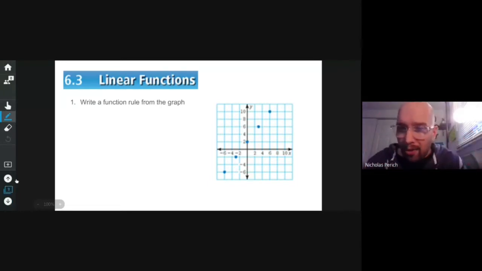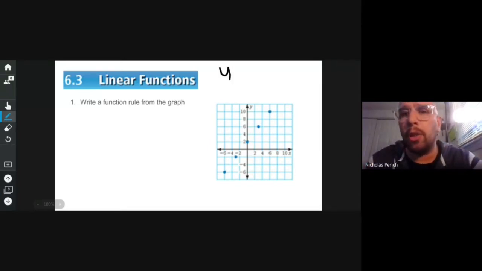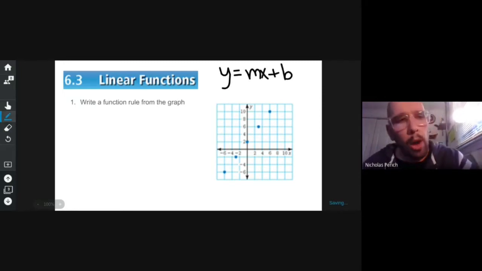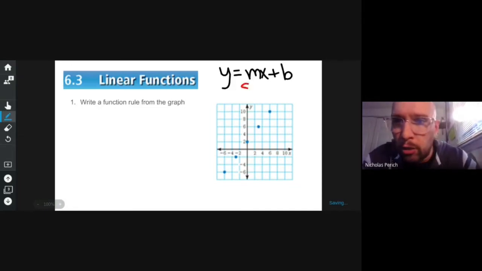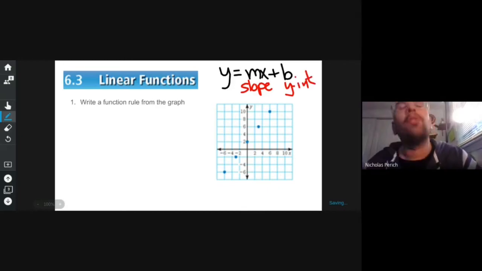So I know that that's a line. So what I have to do is say, all right, if it's a linear equation, it's going to be y equals mx plus b, where m is the slope, and b is the y-intercept. So I have to find my slope.